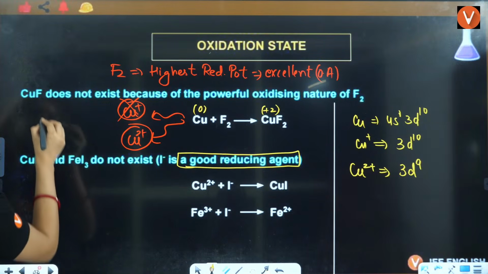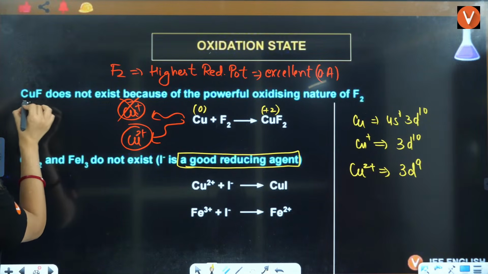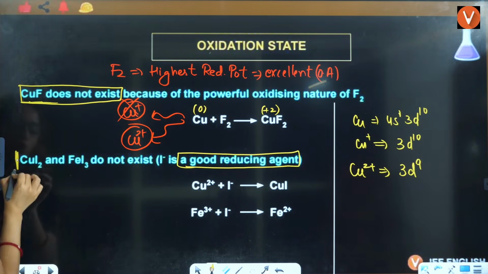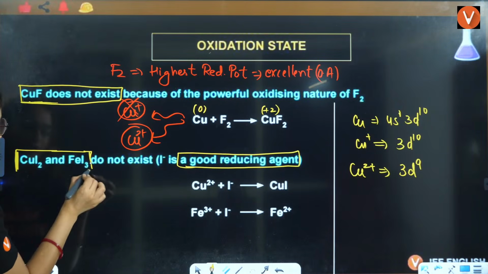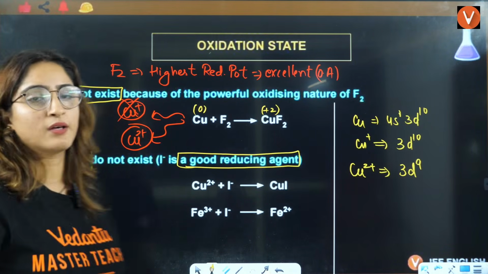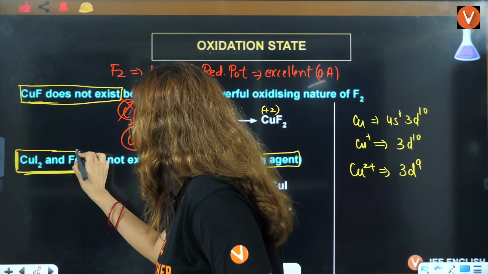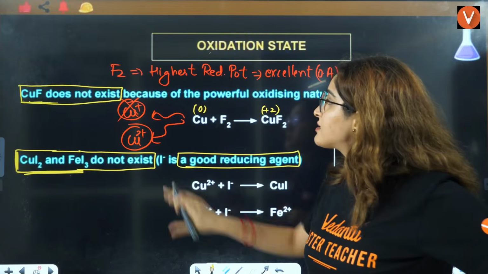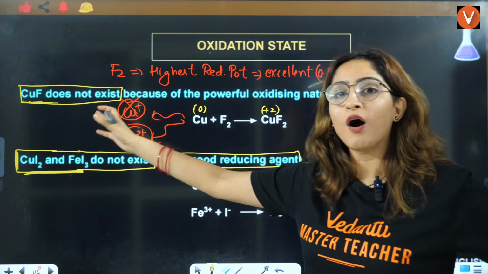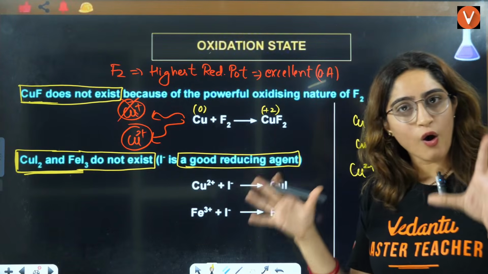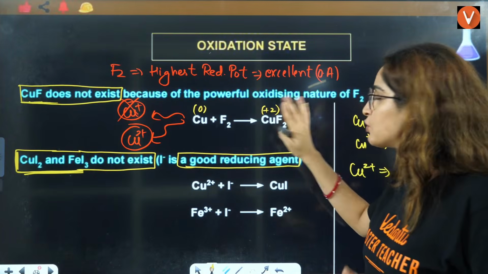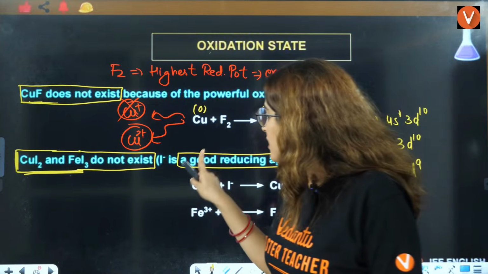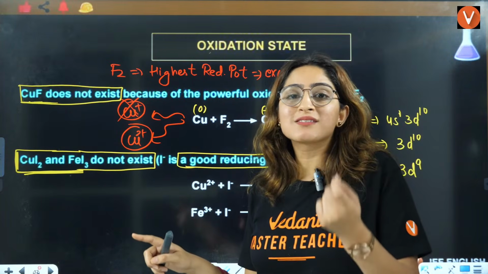The reason why CuI2 and FeI3 do not exist is important. This is a question they can ask you directly: which of the following does not exist? CuF does not exist because fluorine is a very good oxidizing agent. It wants to convert it into Cu2 positive. It's like my life, my rules. So now iodine is a very good reducing agent.